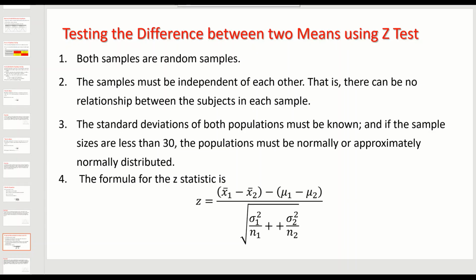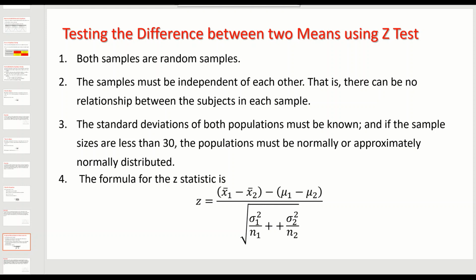Hello everyone, welcome to this short video on hypothesis testing. In this video, we are going to perform the hypothesis test for the difference between two means using z-test.